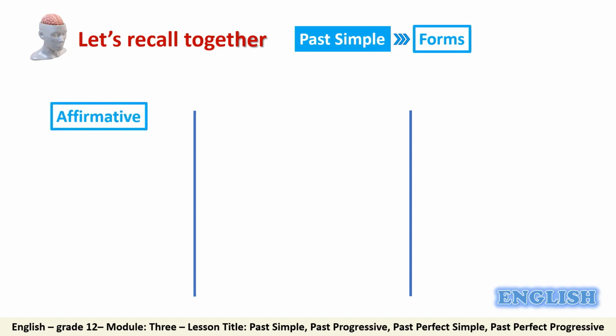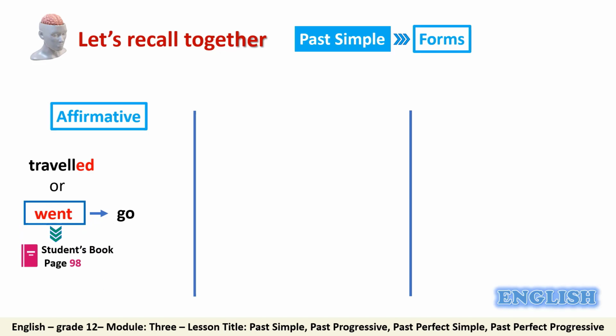To use a verb in the affirmative form, we add ed to the verb, like traveled, or change the verb into its past form, like went, which is the past form of go. Remember here that you have a list of irregular past and past participle forms in your student's book, page 98.